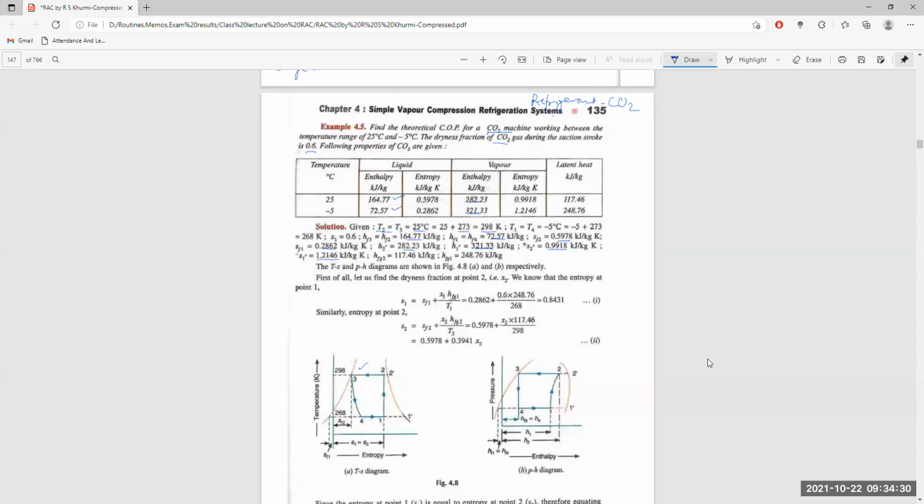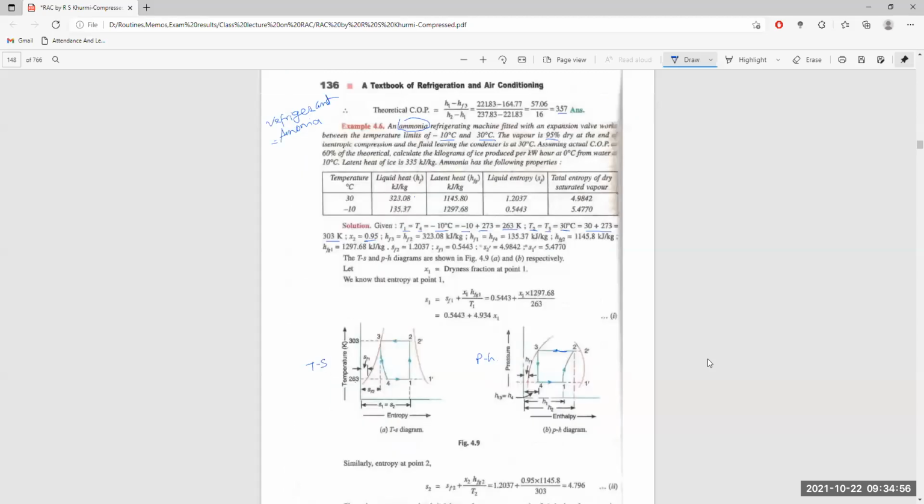HF3 is the enthalpy of the liquid refrigerant, because point 3 is lying on the saturation line. So we have to find out from the chart the enthalpy of the liquid refrigerant at the high temperature 303. It is given that the liquid refrigerant is 328.302. So HF3 and HF2 are the same here. So these both are equal to 323.08.